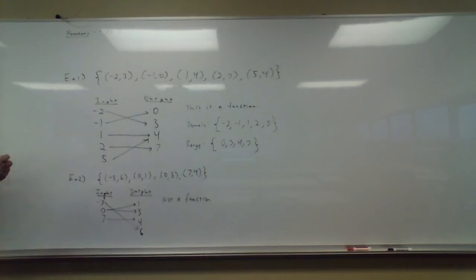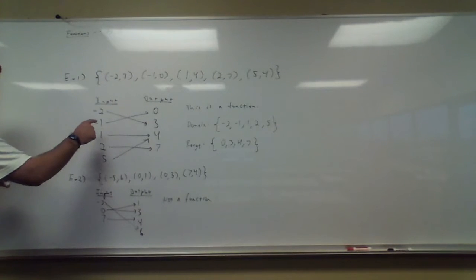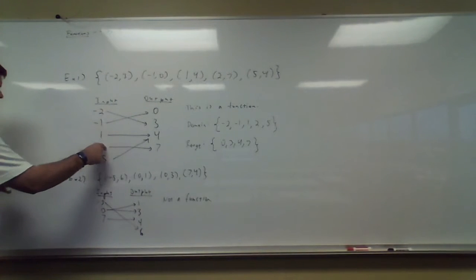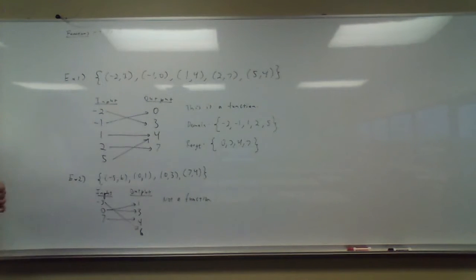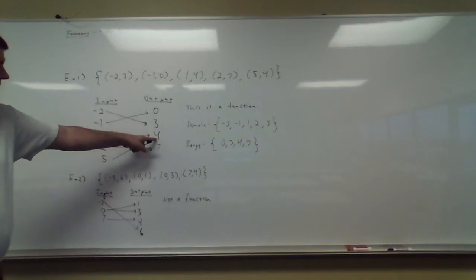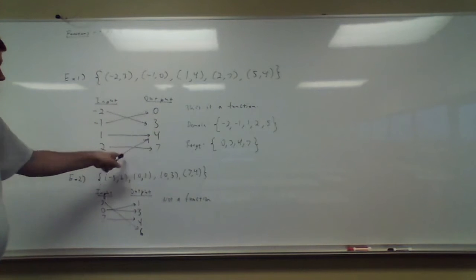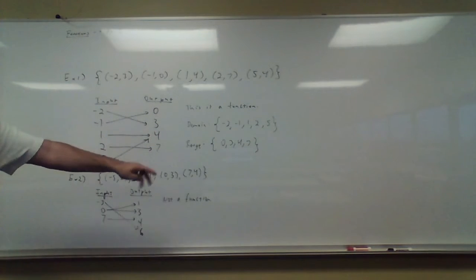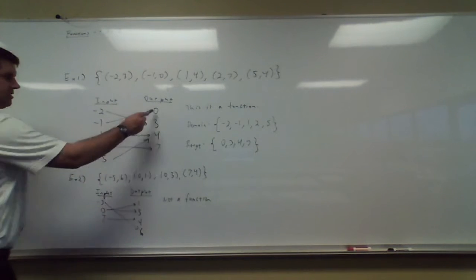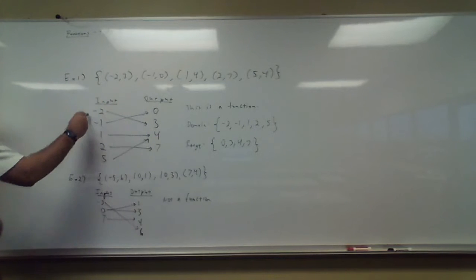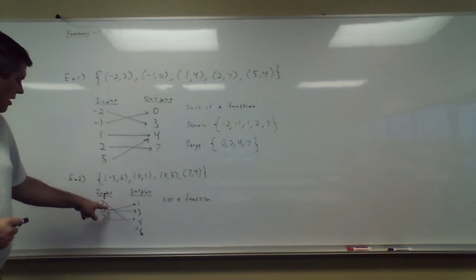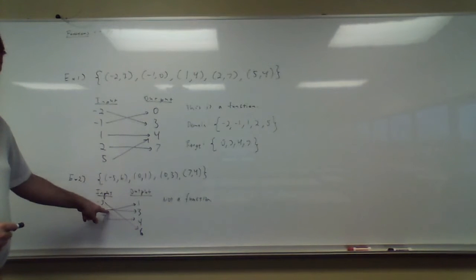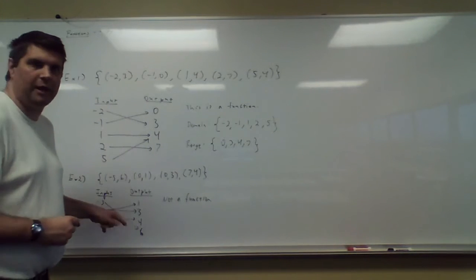So here's the difference. All of these inputs had only one arrow going out from them, matching them to an output. Now, this output had two inputs, but that doesn't matter. Outputs can have multiple inputs, but inputs can only have one output. So this disqualifies this from being a function.